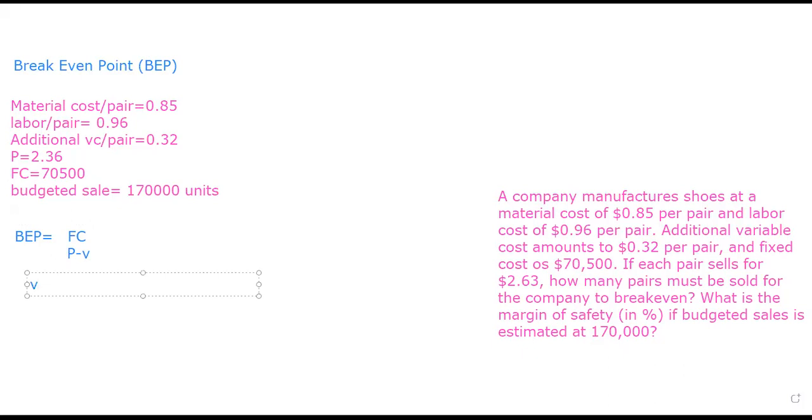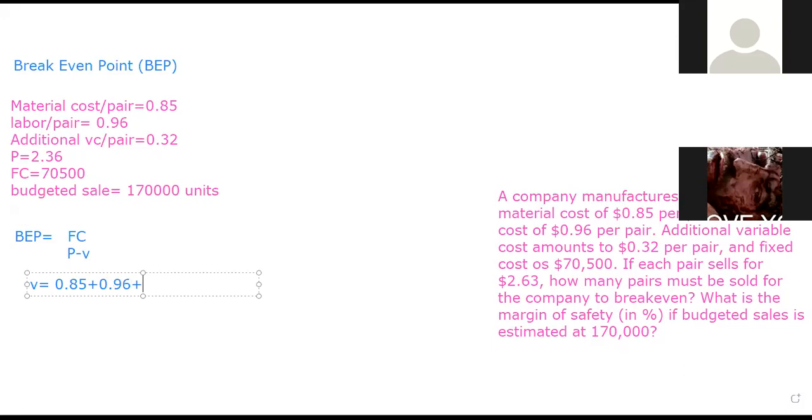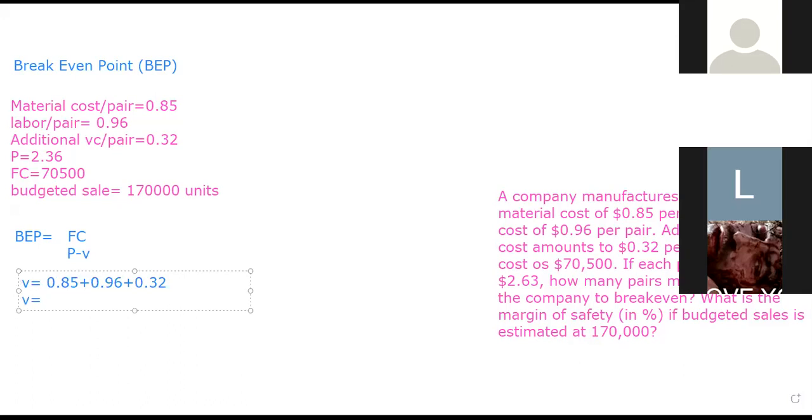So the V is equal to 0.85 plus 0.96 plus 0.32. And that gives us how much? 2.13. So V is equal to 2.13. Having that, we can now find our BEP. So BEP is equal to the fixed cost, 70,500, over price is 2.36 minus variable cost of 2.13. And that gives us how much?